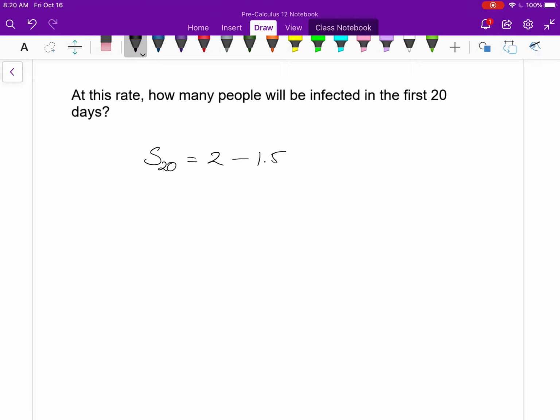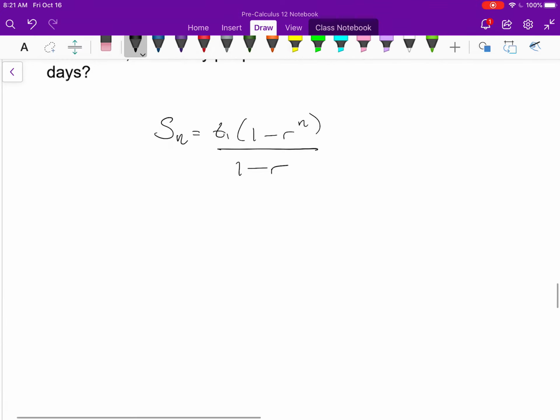I'm getting off track. I can't use this formula, my apologies, because I don't know what the 20th term is. I could figure it out, but I'll use the other formula. Actually, I'll write down the general form of it first. So Sn equals T1 times 1 minus R to the power of n over 1 minus R. For this particular question, this formula is more helpful, because I don't know what that 20th term is. So the sum of the first 20: 2 times 1 minus 1.5 to the power of 20 over 1 minus 1.5.